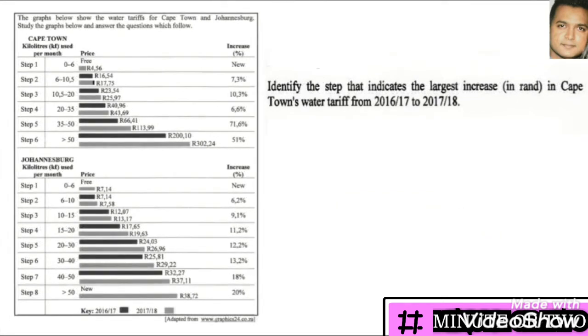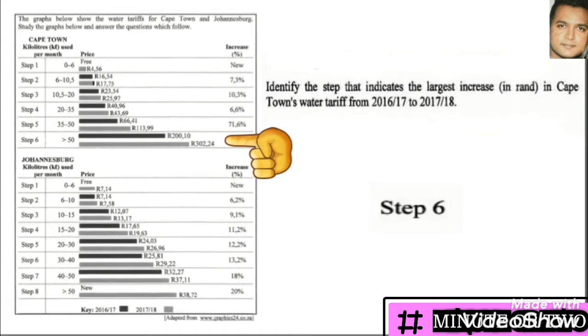Identify the step that indicates the largest increase in rands in Cape Town's water tariff from 2016 to 2017 year. It's common for the learner to look at the word increase and look at all the increase in percentages and therefore get the answer wrong. But remember that this question is asking us to find the increase in rands. Keeping our focus on Cape Town as indicated by the question, we look at our differences in the rands and we find that the largest increase in terms of the rands is in step 6.